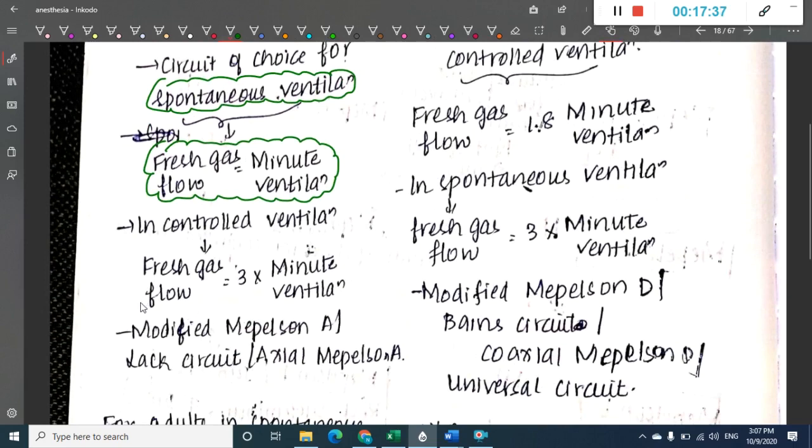There is something called modified Mapleson A, which has been discovered recently, also called the Lack circuit or coaxial Mapleson A. You don't need to know details about it. This is a modification of Mapleson A.